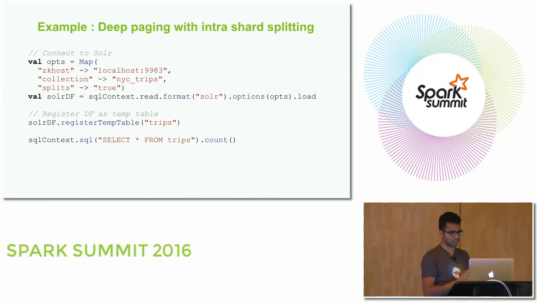Next we have intra-shard splitting. Let's say you have 10 million documents and you have 10 shards. Instead of using 10 tasks, you want to use 20 or 30 tasks. You want to increase the parallelism. All you need to do is enable the splits option to true. When the splits option is true, by default it splits on the default field, version. You can specify your own field as well. By splitting on the version field, you should be able to leverage the parallelism and get more tasks from it.